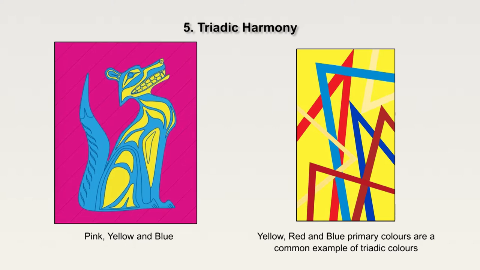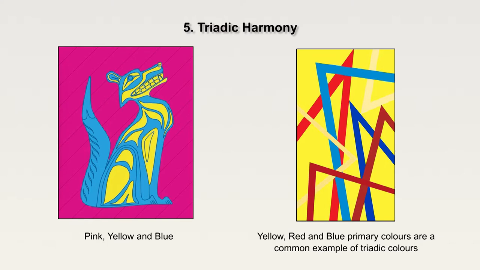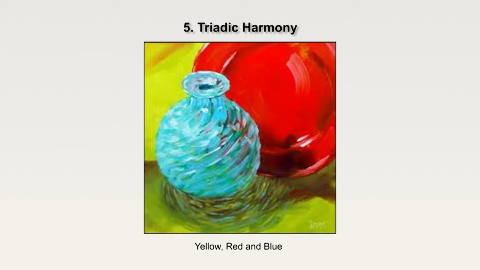This is a triadic color scheme. It contains pink, yellow and blue. On the right are primary colors. When we discussed primary colors, we had seen that primary colors form a triadic combination. Again, we see primary color combinations such as yellow, red, and blue.